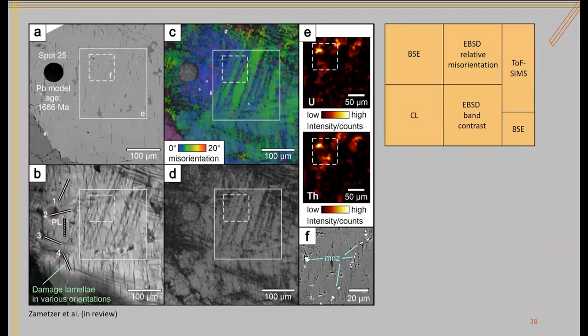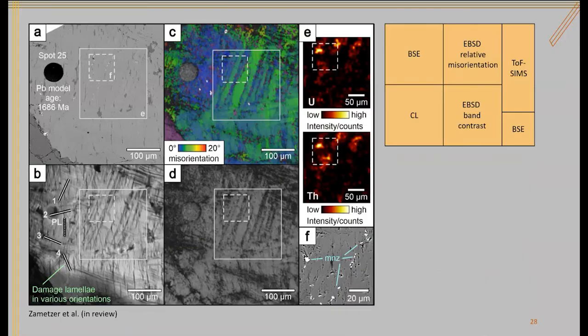Another imaging technique that we apply to the sample is time-of-flight SIMS in order to collect maps of uranium and thorium enrichment in the K-feldspar. What we see here is a classic BSE image in panel A, a CL image in panel B, and EBSD relative misorientation and band contrast maps in C and D. The CL and the EBSD images reveal microstructures that are barely visible to invisible in the BSE image, in this case, damage lamellae in various orientations.